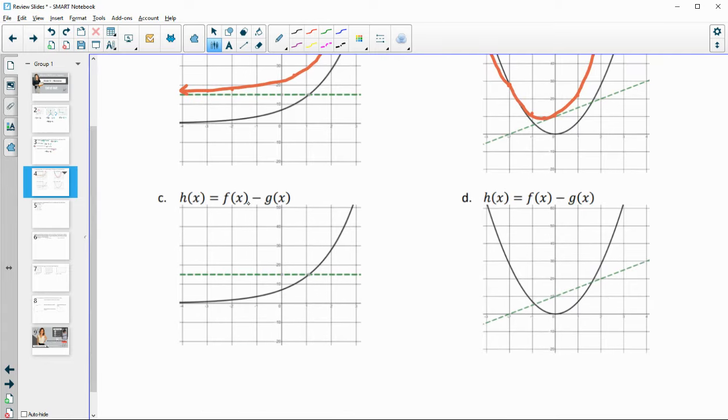Part C, we're going to subtract them. So we're going to do f of x, which remember is the solid line, minus g of x, which is the dotted line. And so we're going to do 0 minus 15 would give us like -15. A little bit more than 0 minus 15 is a little bit higher than 15. So we're basically just going to move this black curve down 15 units because we're subtracting the same number off of it every time since this green line stays the same.